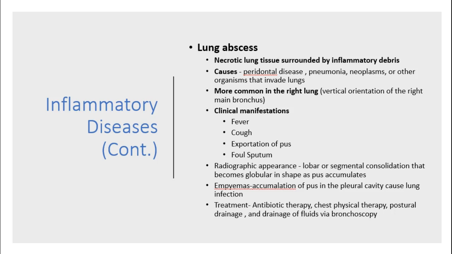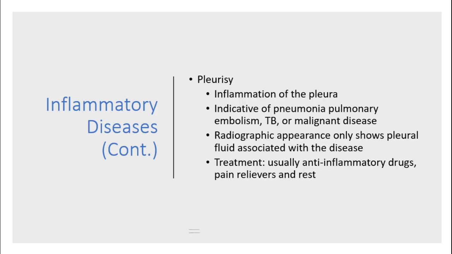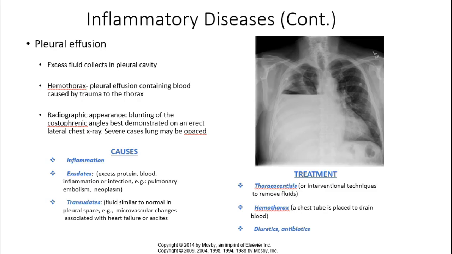Empyema is accumulation of pus in the chest, in the pleural cavity, causing lung infection, and usually we use antibiotic therapy. So we'll sometimes put drains in it and drain out the pus. That smells wonderful. Pleurisy is inflammation of the pleura, indicative of pneumonia, pulmonary embolism, TB, or malignant disease. Radiographic appearance only shows pleural fluid associated with the disease. Usually we use anti-inflammatory drugs, pain relievers, and rest. Patients with pleurisy are in a lot of pain.